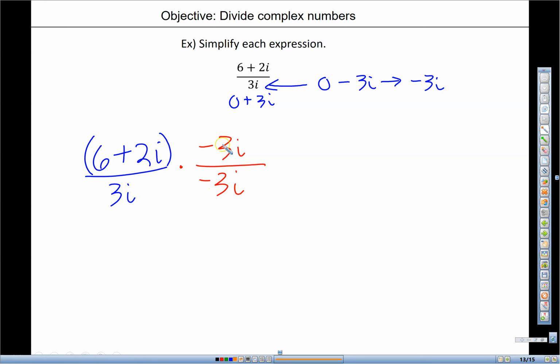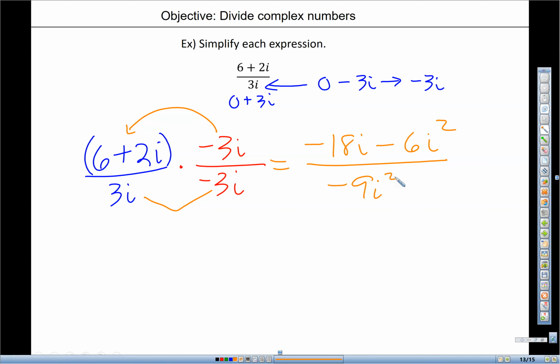Now this one, I would distribute this direction myself, but you can also distribute the 6 and then distribute the 2i if you like that. So we have 6 times negative 3i, which gives us negative 18i, and then positive 2i times negative 3i, which would be negative 6i squared. Then here in our denominator, there's no distributing because there's no addition or subtraction. This is just 3i times negative 3i. So 3 times negative 3 is negative 9, and i times i gives us negative 9i squared there.